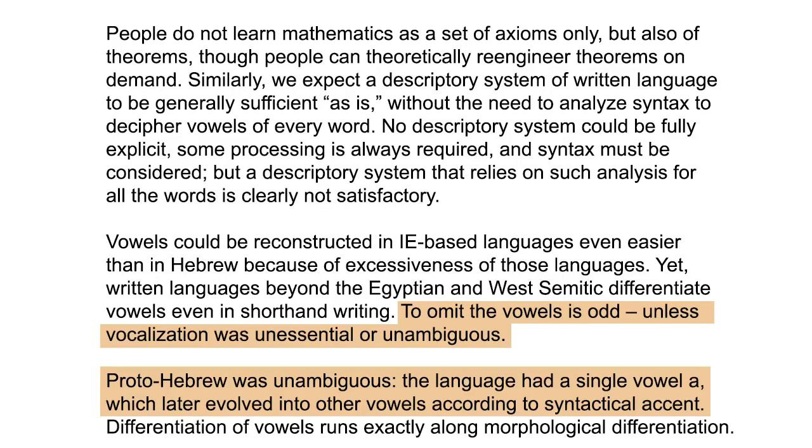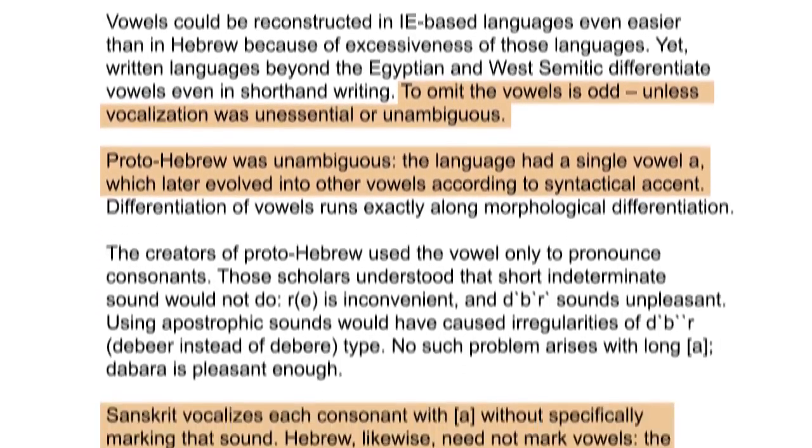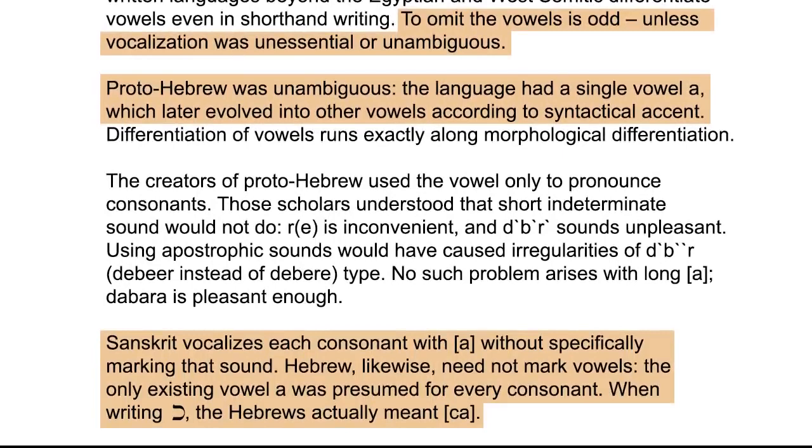However, Hebrew in its original state is a simple sounding language. All you have to do is take the Hebrew consonant, whatever letter it is, and add the letter A to the end of it. That's a simple system that works. That's why vowels didn't need to be written in the text. Watch this. Down here it says, Sanskrit vocalizes each consonant with A, without specifically marking that sound. I'm going to show you the Sanskrit language a little later.